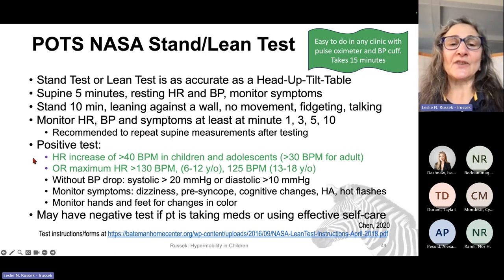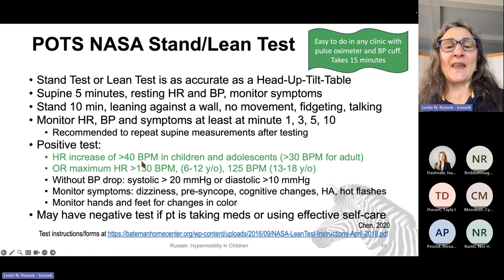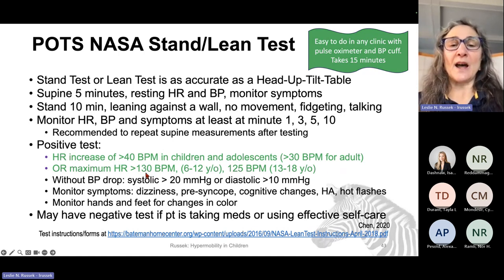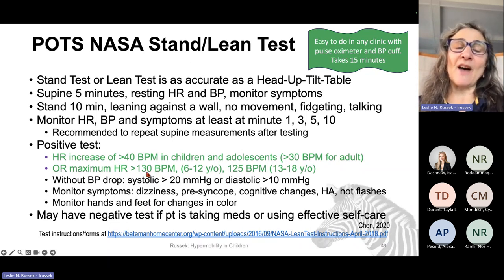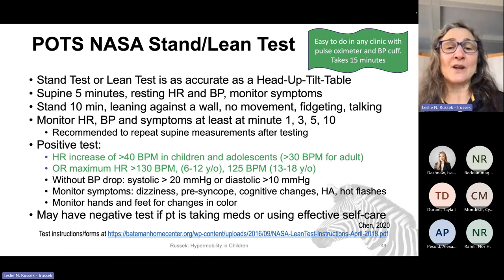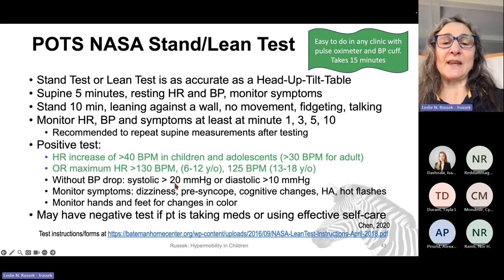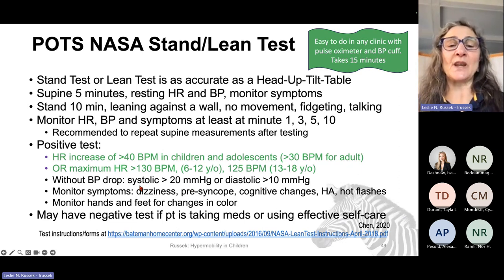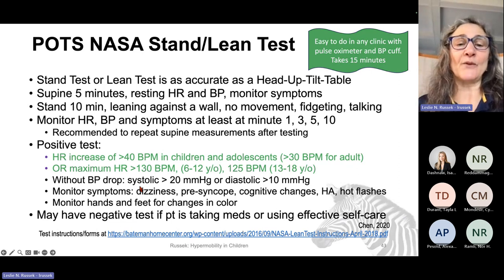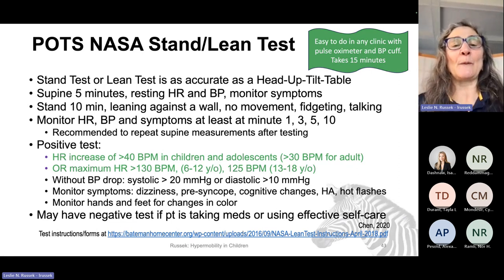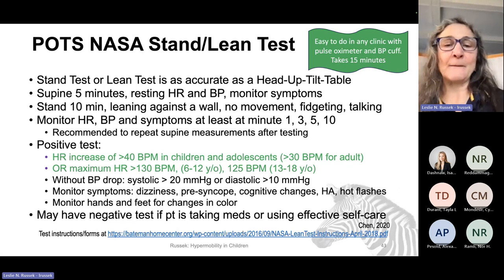In adults, the criterion is an increase of heart rate of 30. In children, it's an increase of 40, or a maximum heart rate of 130 in the younger kids or 125 in the older kids, because some kids have a high heart rate to begin with. If they have a resting heart rate of 85, it may not go up 40 beats. And that's without a drop in systolic blood pressure or diastolic blood pressure, which of course would change the type of dysautonomia from POTS to orthostatic hypotension.